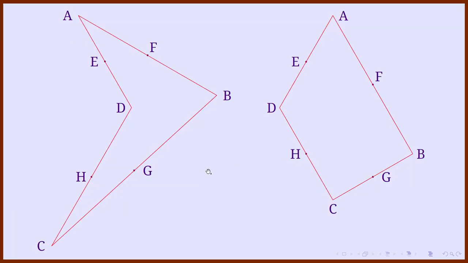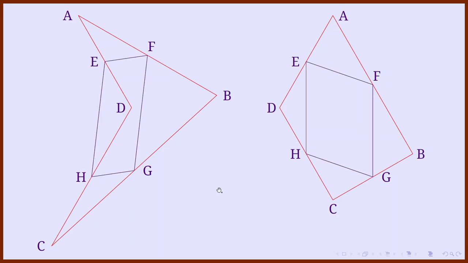So here we have a quadrilateral. In fact, we have two quadrilaterals of different shape, and E, F, G, H are midpoints of the sides DA, AB, BC, CD. So if we join these points E, F, G, H, we will always get a parallelogram. But how do you prove it?